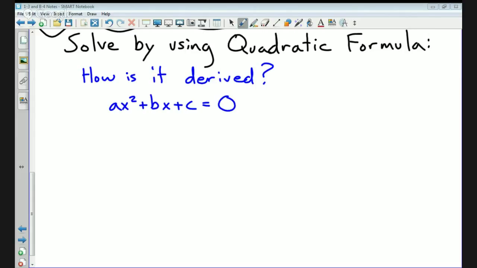And from here, what we are going to do, because there's a unknown, you know, I don't know what a, b, and c are. I don't know if I can factor it or not. I'm going to go ahead and solve this by completing the square.